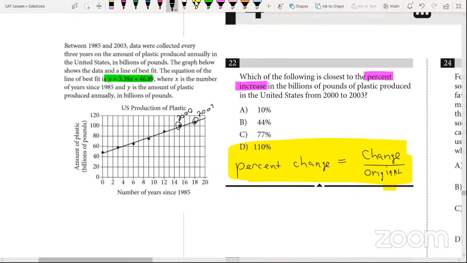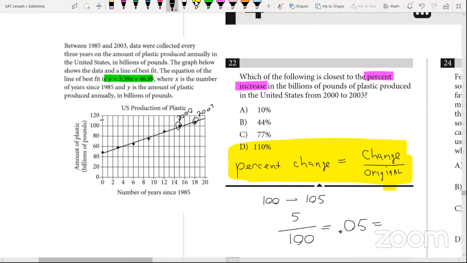So from 2000 to 2003, how much did it change? To me, well, it didn't go up halfway. It looked like it went from like 100 to 105, 106. Okay, so it went from, let's say, 100 to 105. Let's use that. So what was the change? The change was 5. What was the original? 100. So that divides out to 0.05 on your calculator.